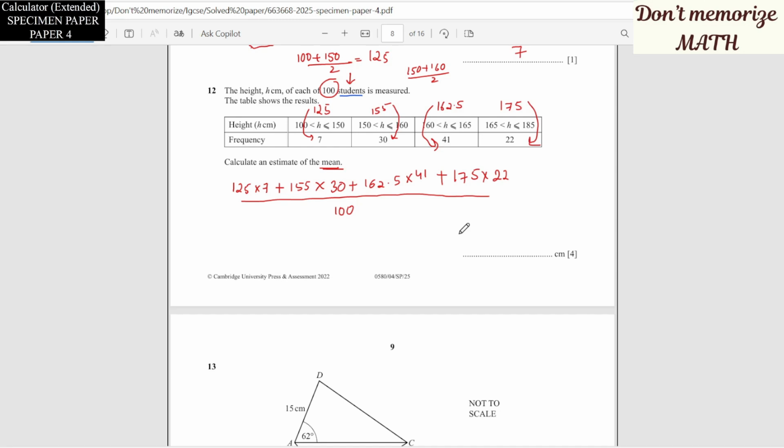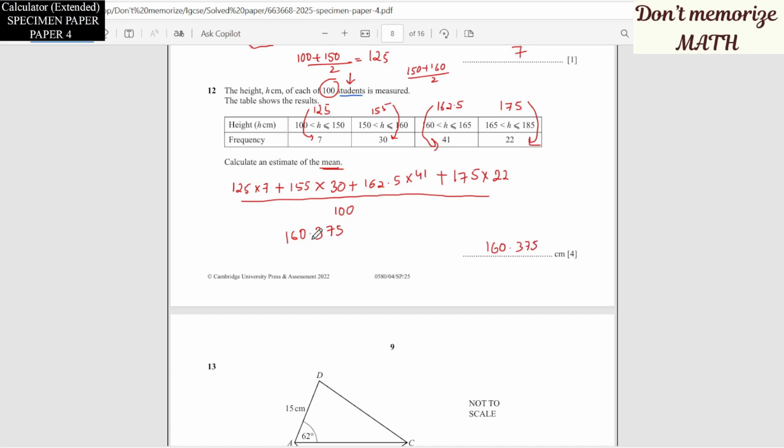So the answer is, you can change to a fraction by using that SD button, 160.375. You cannot read it as 375, it's okay. This 160.375 is a terminating decimal, right? For a terminating decimal, you write the same number as the final answer.